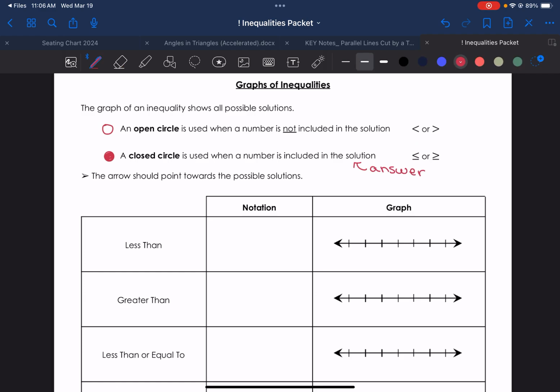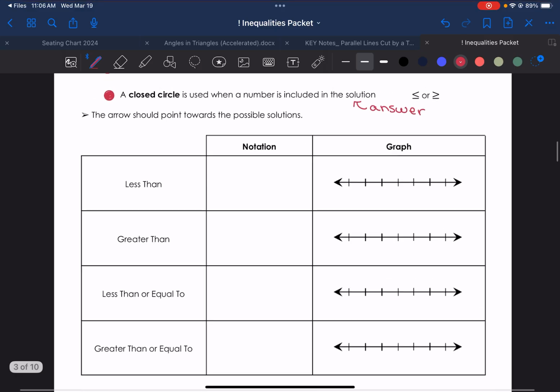Okay, so the less than symbol looks like this, greater than, like this. Less than or equal to, greater than or equal to. And the way we write it is usually x with a number. x is greater than 0, x is less than or equal to, x is greater than or equal to 0.